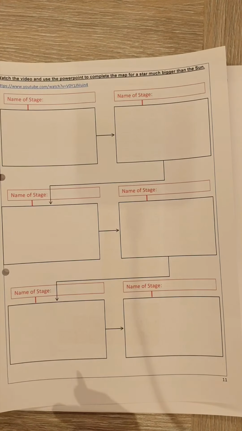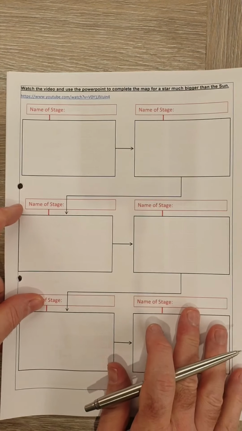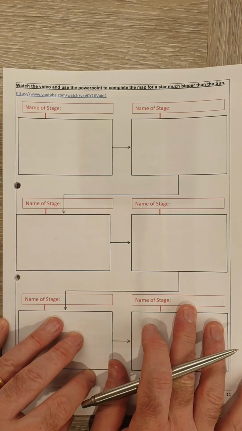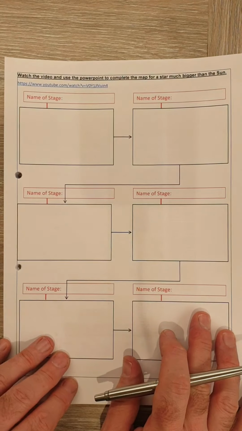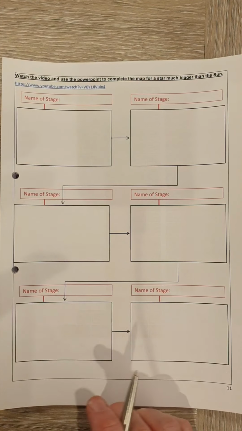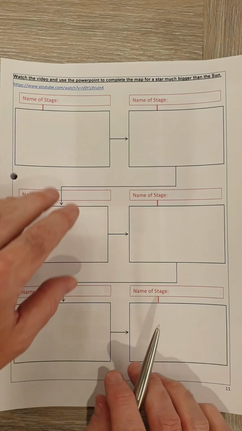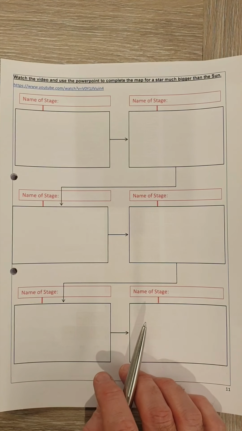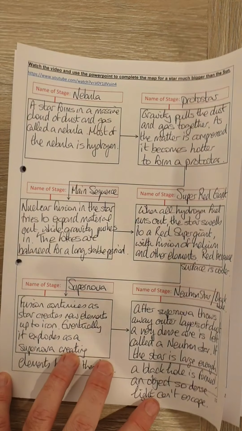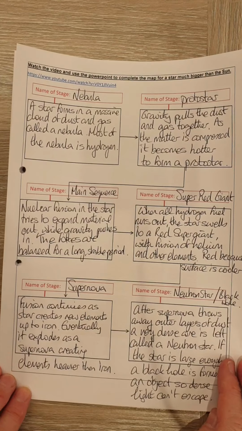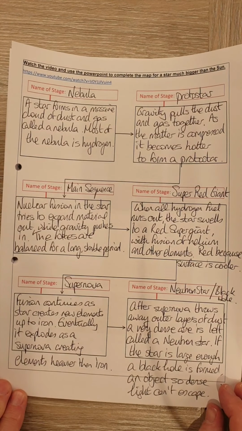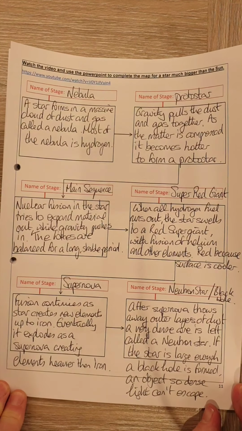Right, now in the next task you're doing a very similar life cycle, but this time you're looking at the life cycle of a star that's very much larger than our sun. Again, make sure you've watched the video before you check the answers. Right, so once again, make sure you pause this video so you can check your answers.